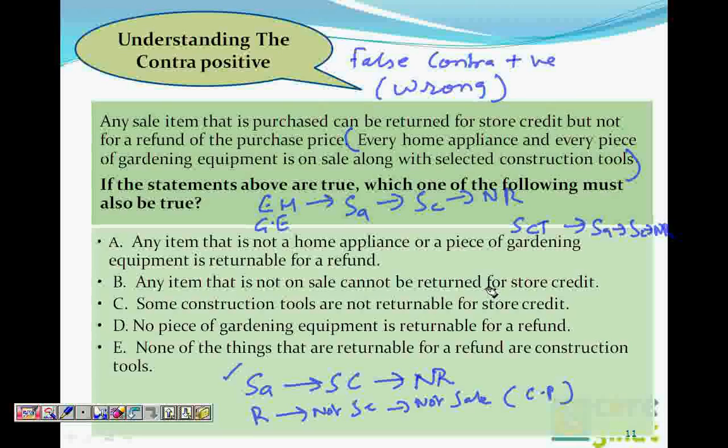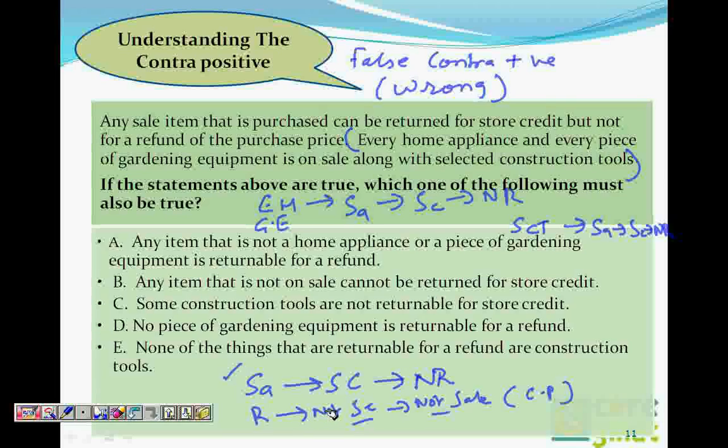So this is what is given to us? Absolutely. Now let's see, I have every home appliance and every piece of gardening equipment is on sale. Yes. So that means if it is refunded, it is not a gardening equipment. If it is refunded, it is not a gardening equipment. Yes, it is not SC. It is not for sale. And it's not a gardening equipment. Okay, so we keep that in mind.